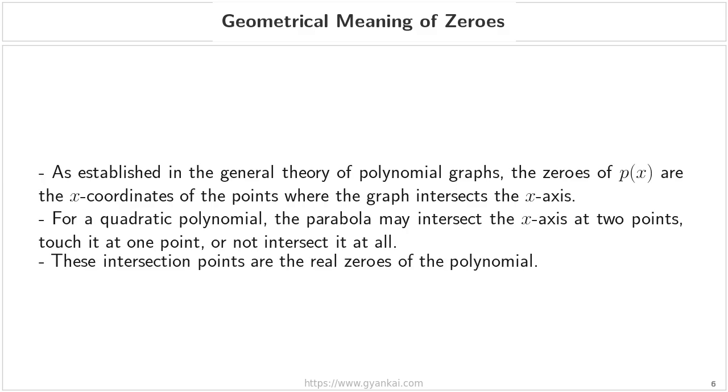Regardless of the shape, remember this key rule. These specific intersection points are what we call the real zeros of the polynomial. This concept is crucial because, as we will see in our upcoming real-world example of projectile motion, these points tell us exactly when an object hits the ground.